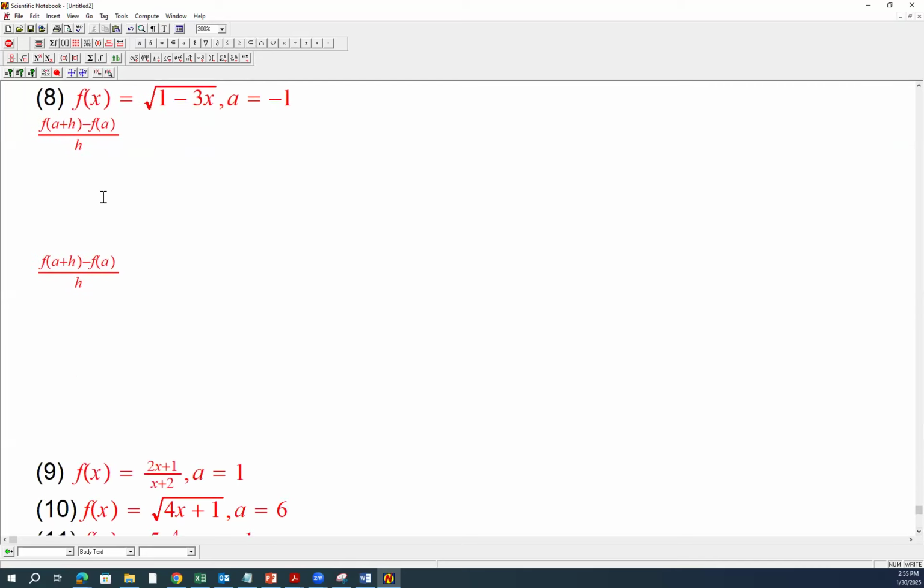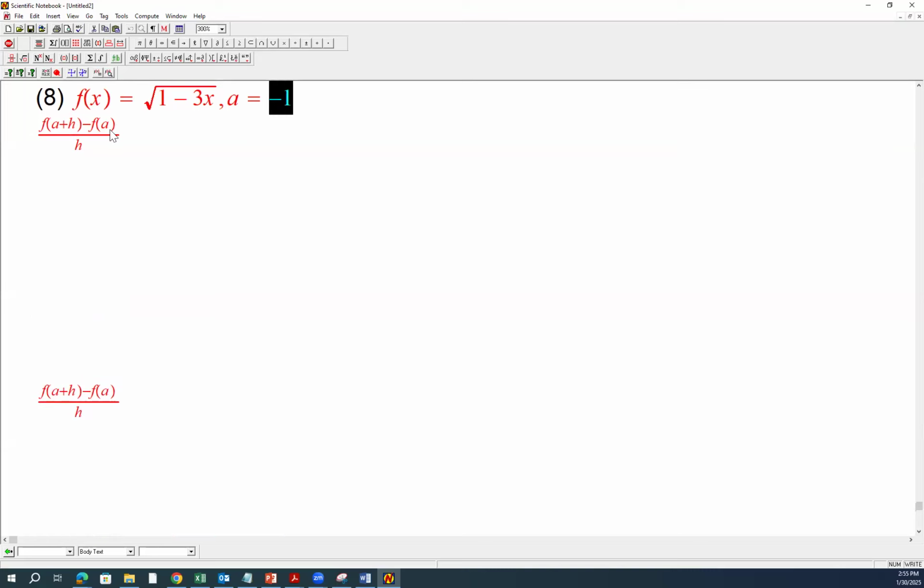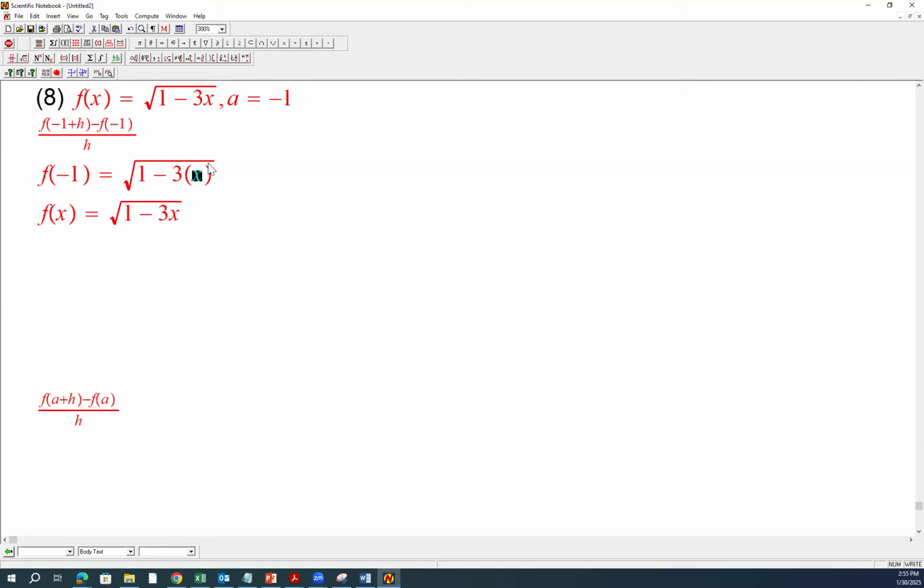So now, A is -1. First we're going to do f of x when x is -1. So 3 multiply x, x will be replaced by -1, and -1 plus h will be in the place of x.